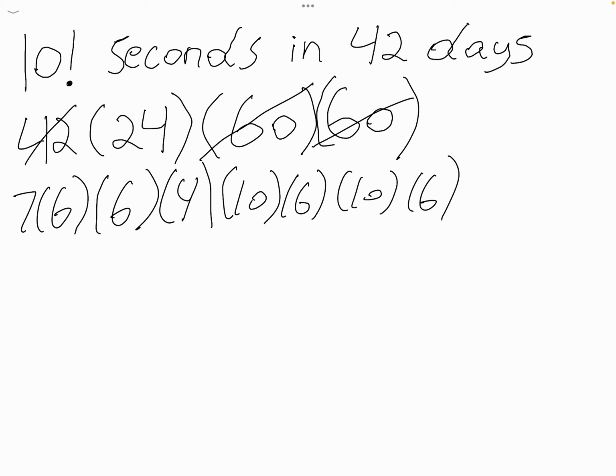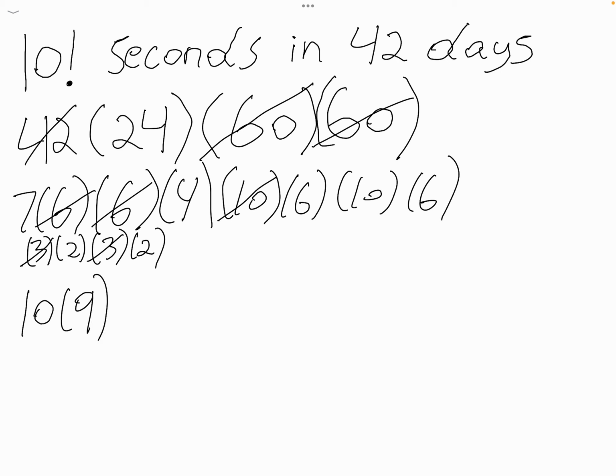Well, we have a 10 here, so I can say, okay, there's 10, but now I need a 9 somewhere. Well, I can write 6 as 3 times 2, right? So instead of 7 times 6, we can write 7 times 3 times 2. And then again, for this 6, I can write that as 3 times 2. And now we can see, well, we have 3 times 3. So there's 9. So I got 10 times 9.